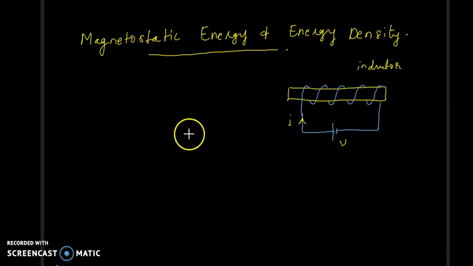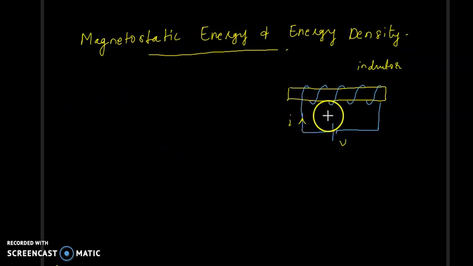Students, this time we are going to learn about the magnetostatic energy and energy density. Last class we derived the expression for the energy density in the electrostatic field. Now the question is all about the expression of magnetostatic energy when the current flows through an inductor.